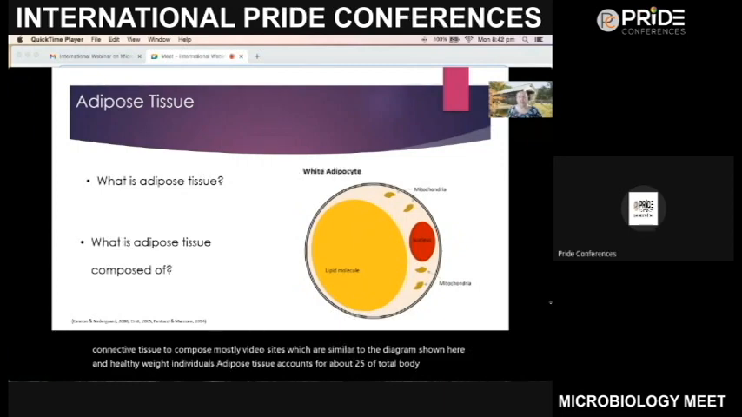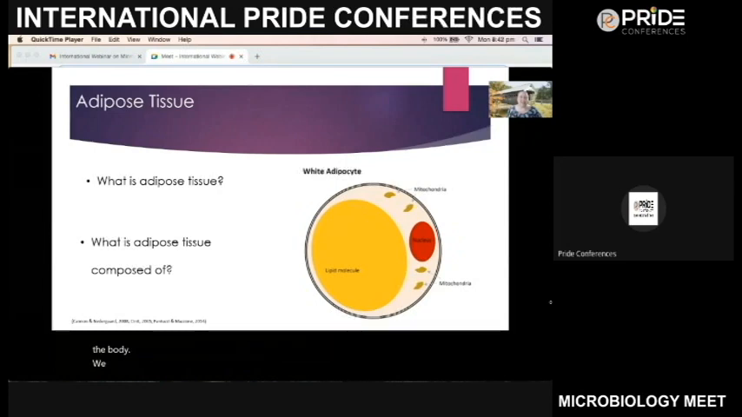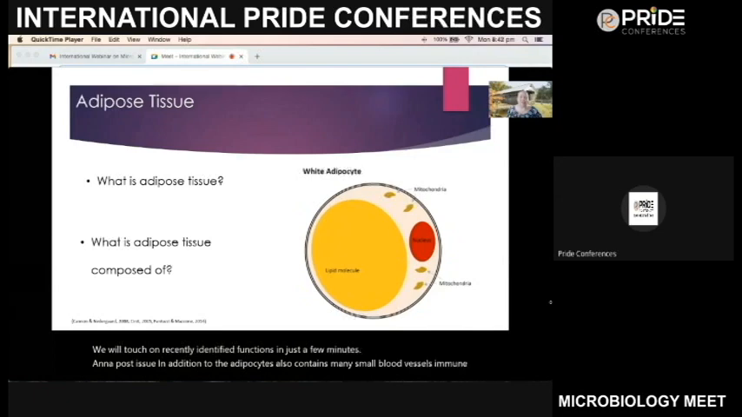Historically, adipose tissue had only three functions: to store energy in the form of lipids, provide protective cushion for organs, and insulate the body. We will touch on recently identified functions in just a few minutes. Adipose tissue, in addition to the adipocytes, also contains many small blood vessels, immune cells, extracellular matrix, or ECM, and stromal cells.